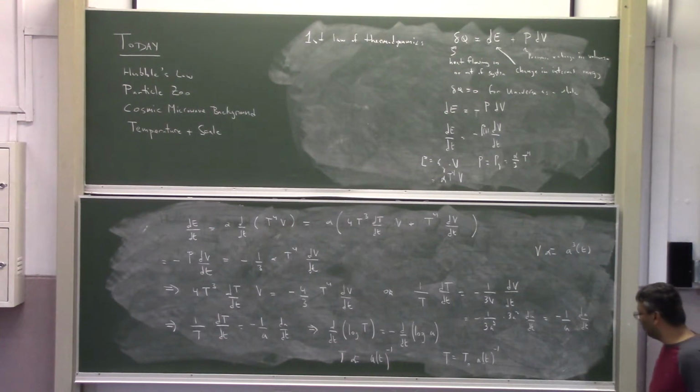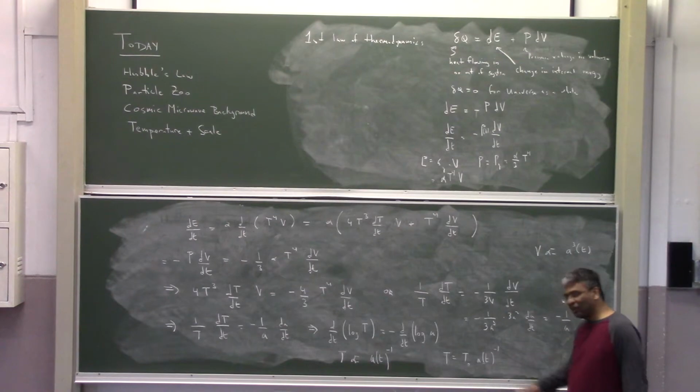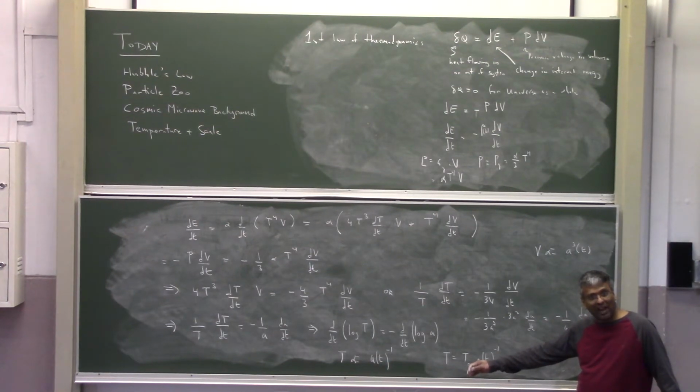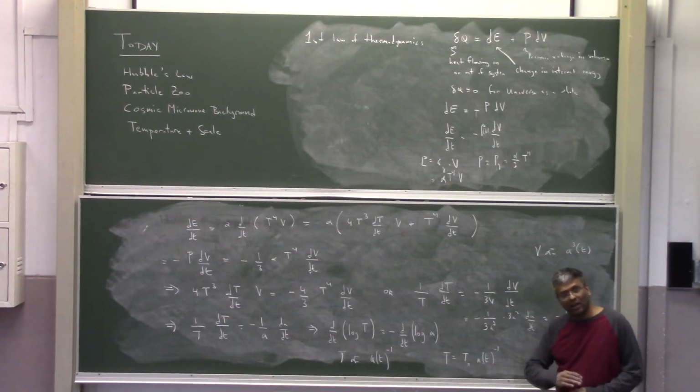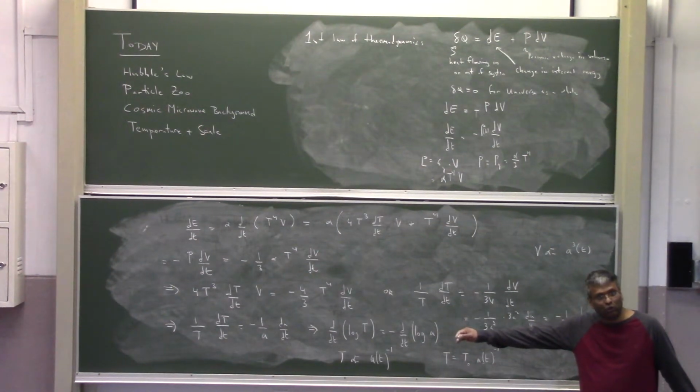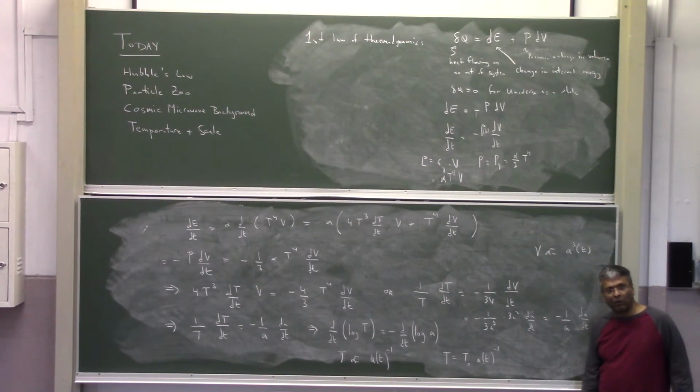Okay? So this tells us the universe is expanding. As the universe is expanding, a is getting bigger, so 1 over a is getting smaller. So T is getting smaller as the universe expands. So the universe is cooling down with its expansion. It's cooling down inversely proportional to its size.